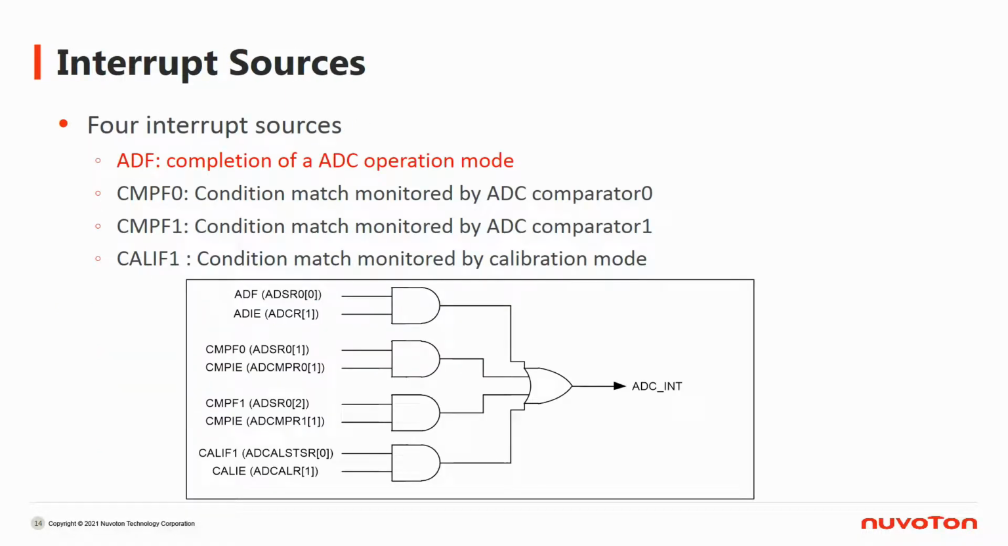There are 4 kinds of interrupt sources in ADC. ADF flag will be set once an ADC operation is completed. CMPF0 and CMPF1 are flags related to ADC comparators. Such flags will be set when conditions are matched. CALIF is a flag that will be set by calibration mode when condition is matched. When either flag is set, if interrupt is enabled, an ADC interrupt will be triggered.